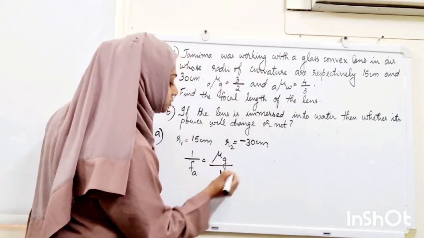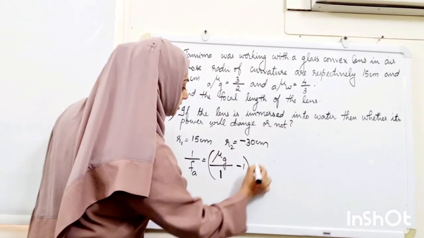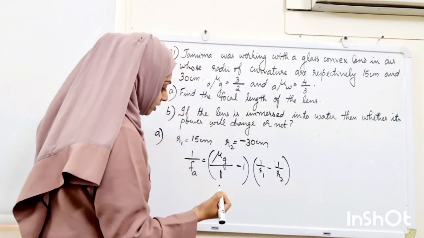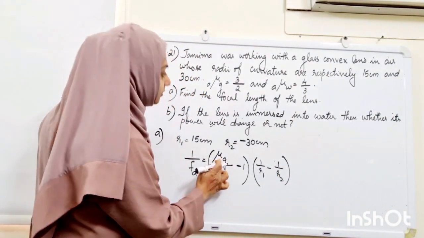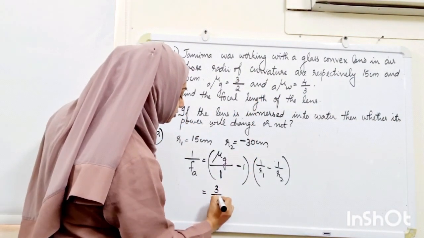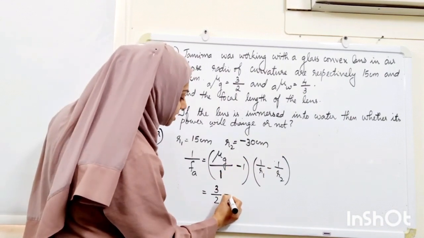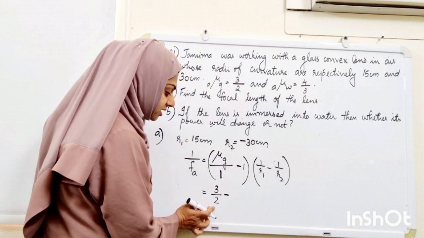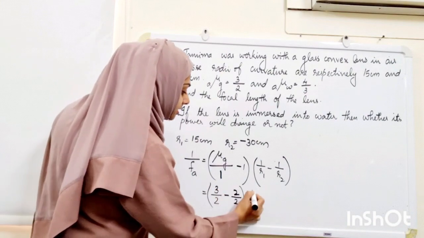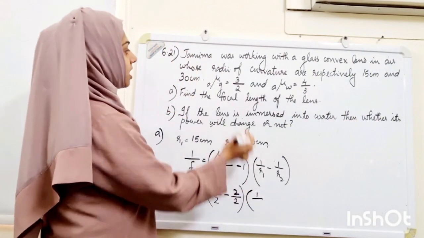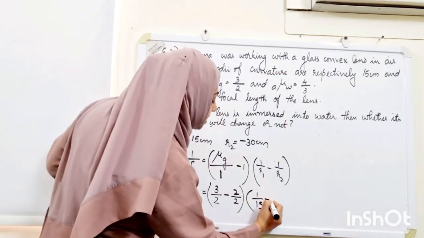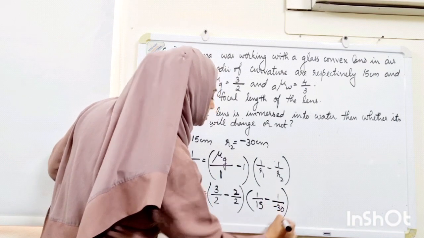Air has a refractive index 1, minus 1 times 1 by R1 minus 1 by R2. So here the refractive index of glass with respect to air is given as 3 by 2. So I can write it as 3 by 2 divided by 1, no need to write, minus. Instead of 1, in order to make the denominator same, let me write it as 2 by 2. 2 by 2 is 1. Into 1 by R1 is 15 centimeter and R2 is minus 30. So minus 1 by minus 30 centimeter.